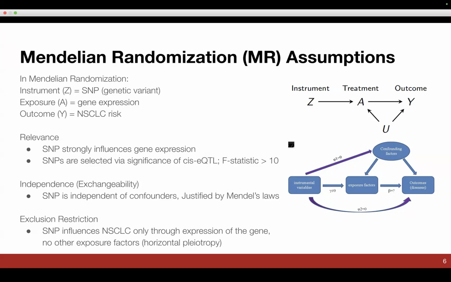And the last assumption, exclusion restriction, says that the SNP influences non-small cell lung cancer only through the expression of the gene. There are no other exposure factors, so there's no horizontal pleiotropy. And we verify that through various methods in our research.